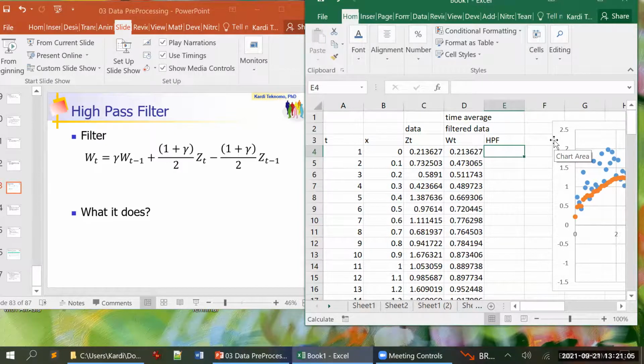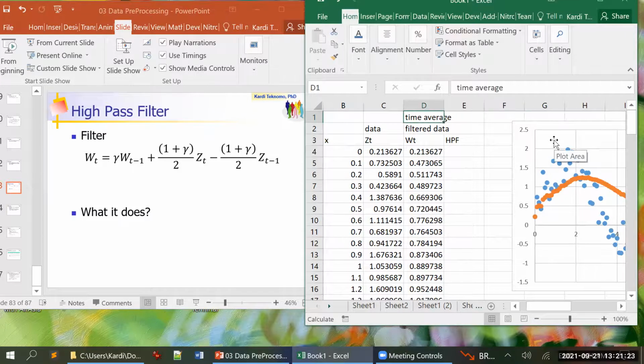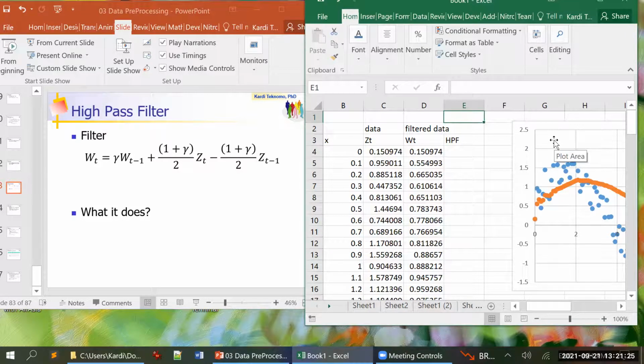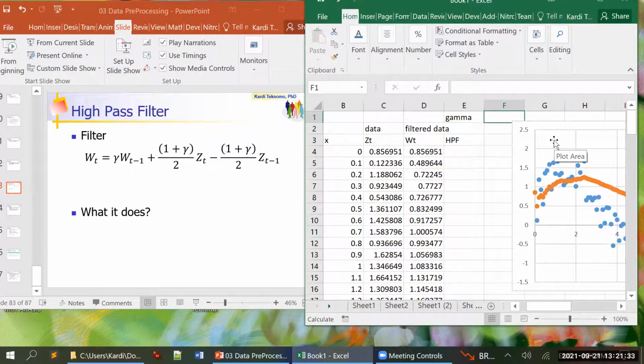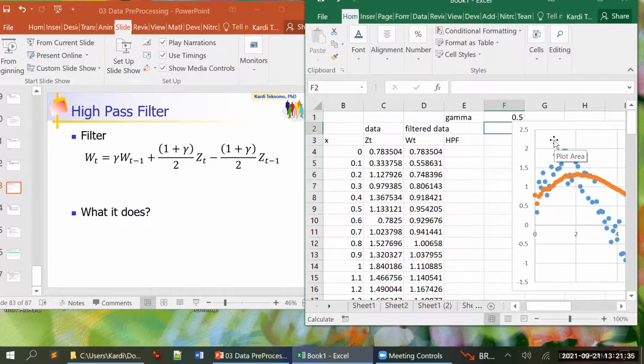Okay, the T here is minus one, so you start from the second one, right? So you have one parameter gamma here. So I will just use the same lambda. I will create the parameter first, gamma. The gamma I will put 0.5 initially. Okay, I'll call this gamma.